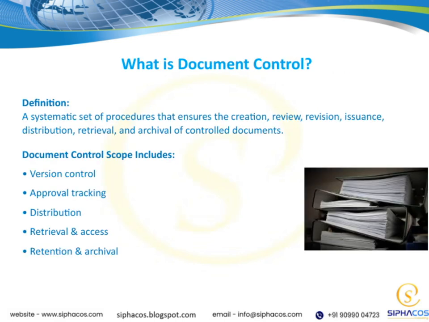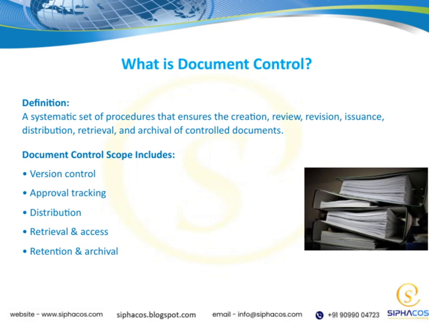So, what exactly is document control? Well, it's a systematic set of procedures that we put in place to manage all aspects of controlled documents. This includes creating them, reviewing and revising as needed, issuing the final versions, distributing them to the right people, retrieving them when necessary, and finally archiving them for long-term storage. The goal here is to ensure that everyone is working with the most current and accurate information, which is vital for maintaining quality and compliance.